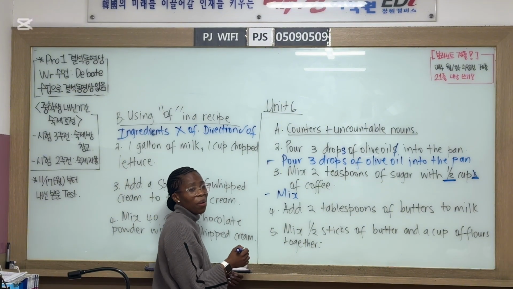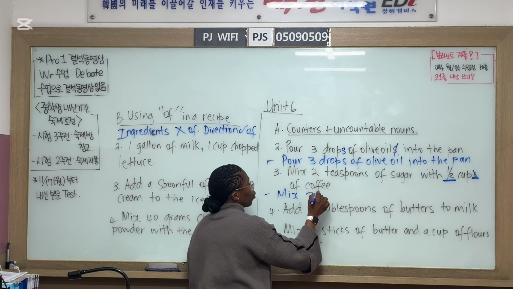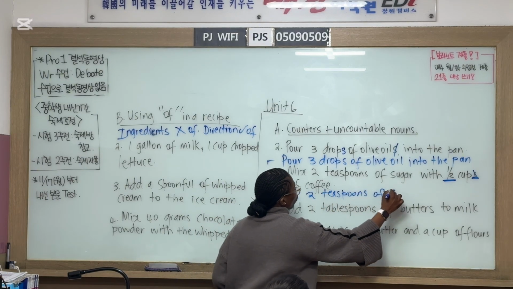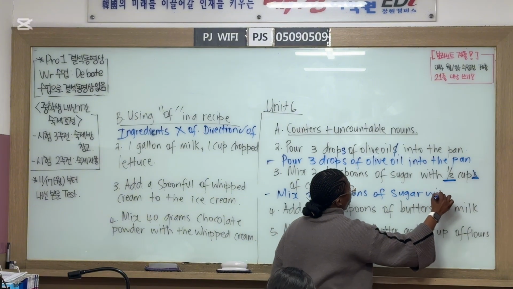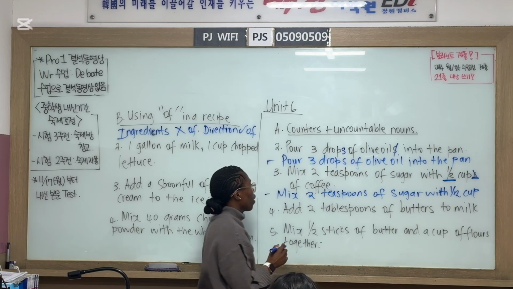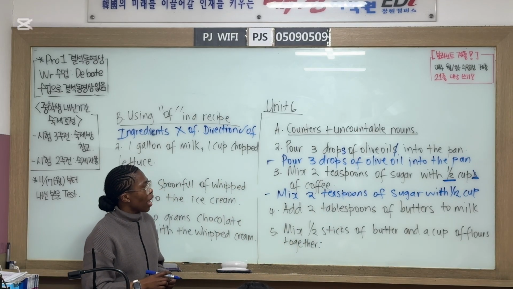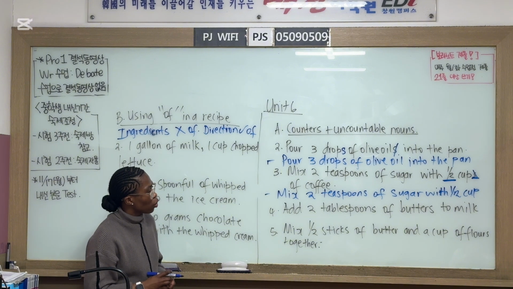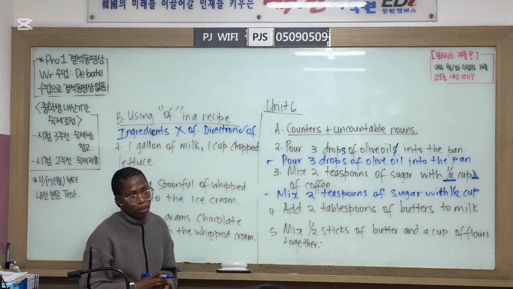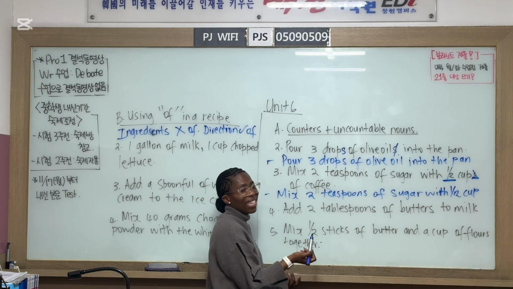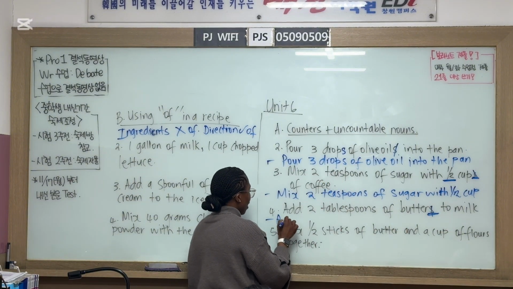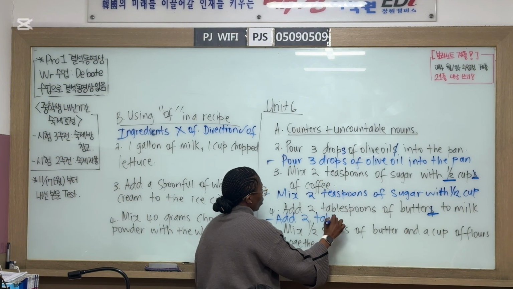Yes? Mix 2 teaspoons of sugar with half a cup of coffee. How about number 4? Add 2 tablespoons of butters to milk. Okay, so what am I deleting? Delete the s from butters. Good. It's supposed to be add 2 tablespoons of butter to milk.